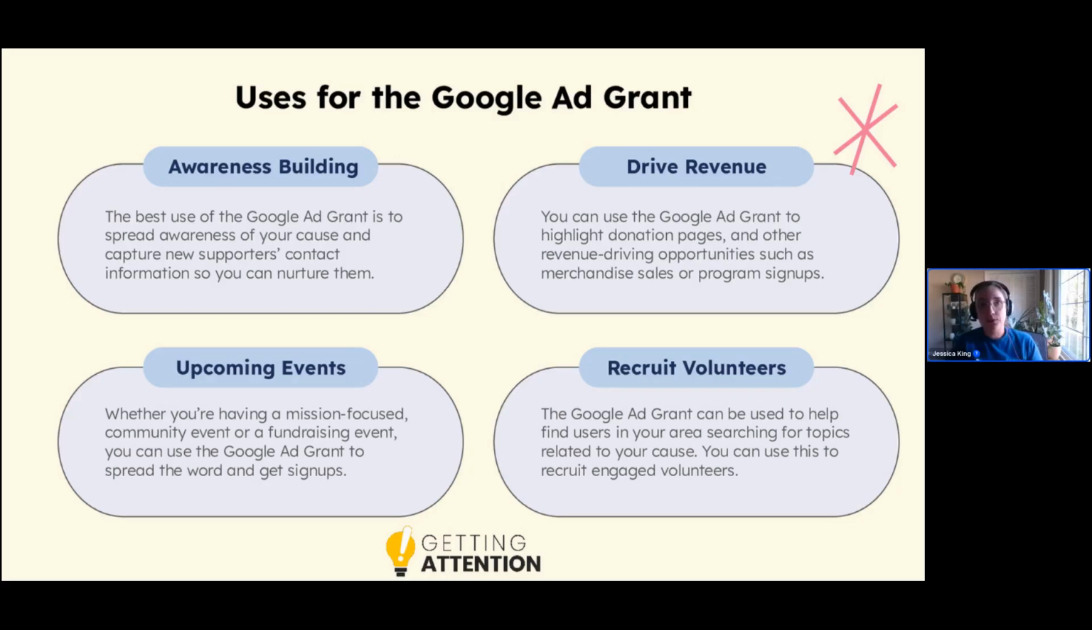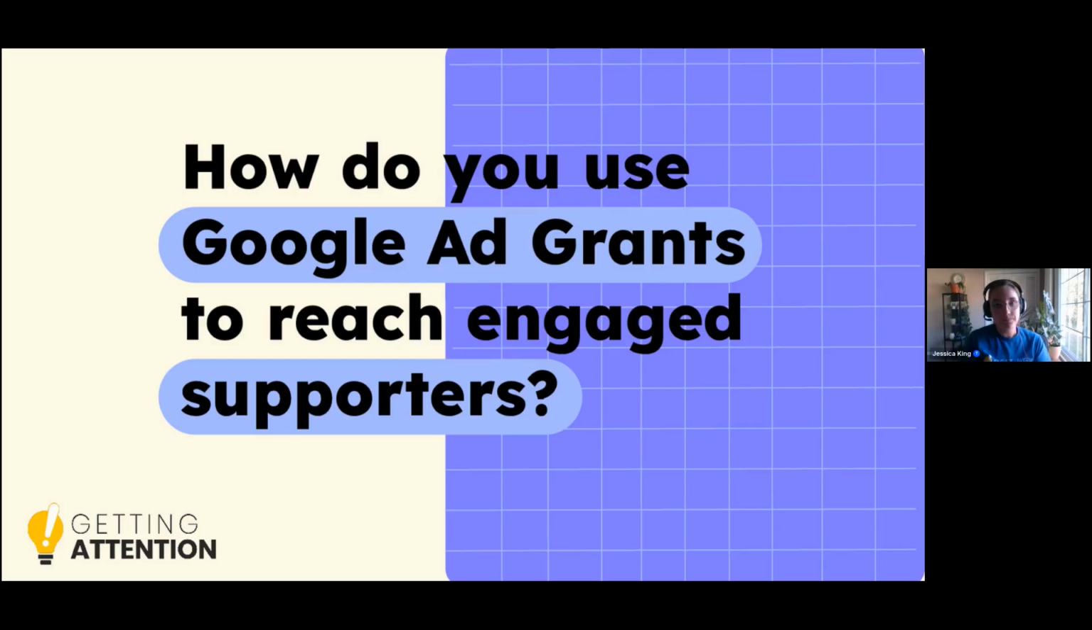Recruiting volunteers would also be another use for the ad grant. So you can find users who are in your area who are searching for topics related to your cause, which kind of helps you dial in on that audience much more directly rather than, say, posting a flyer in the local coffee shop or something that's casting a wider net, but maybe not honing in on people who are interested in what you do.